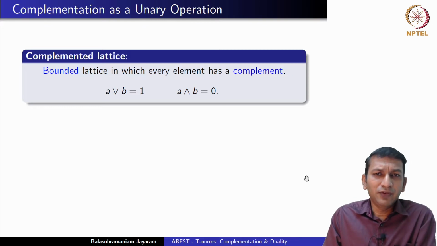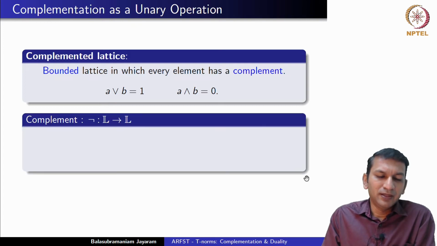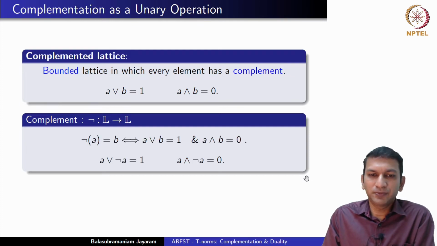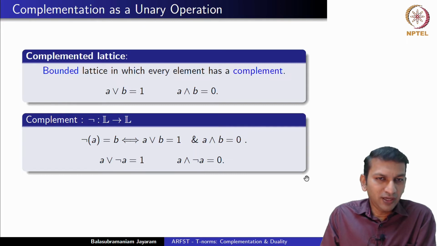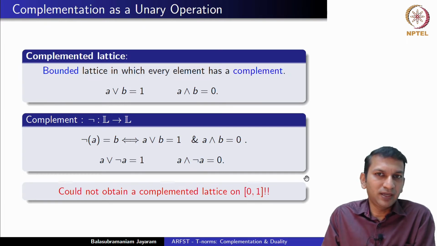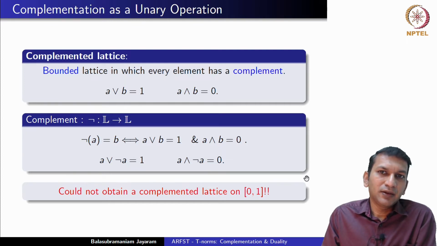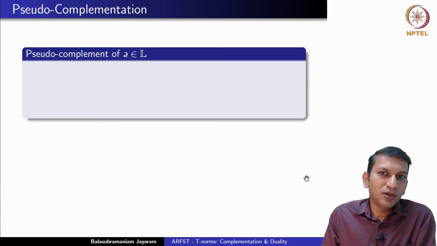Then we said we could look at this operation itself as a function from L to L. That means negation of A is B if and only if A join B is 1 and A meet B is 0. Unfortunately, on the unit interval, we could not obtain a complemented lattice with the operations that we have seen. We have also seen that we could introduce another operation called the pseudo-complement.